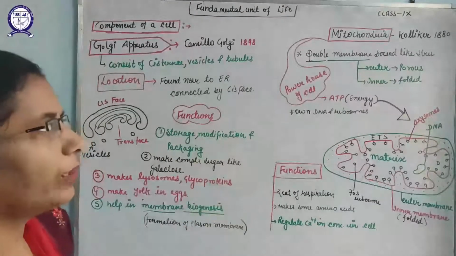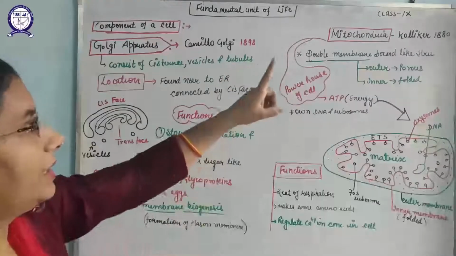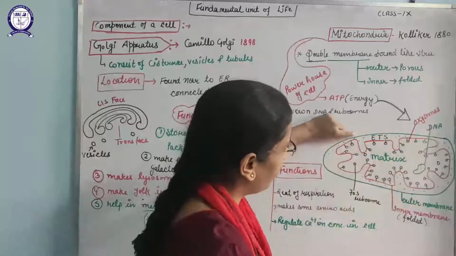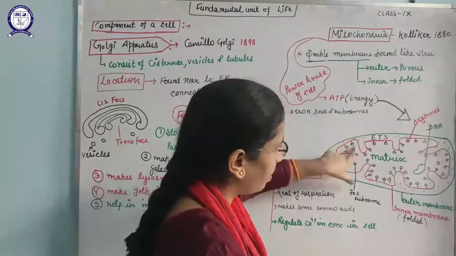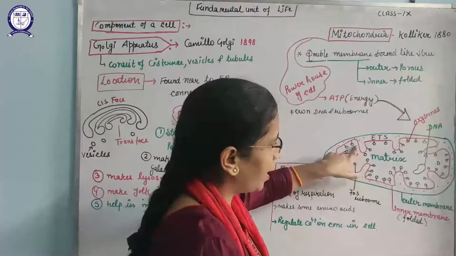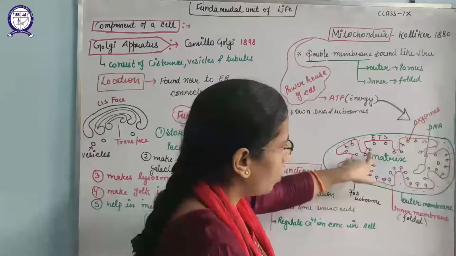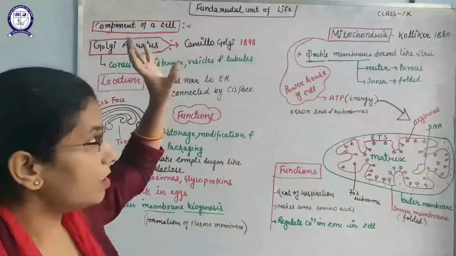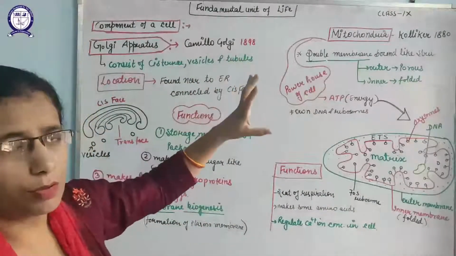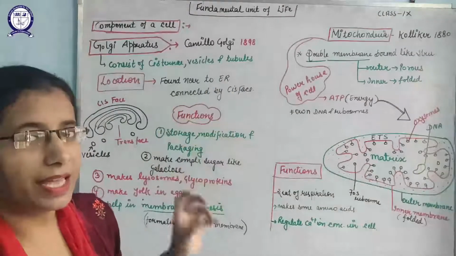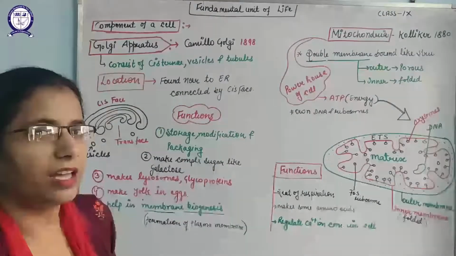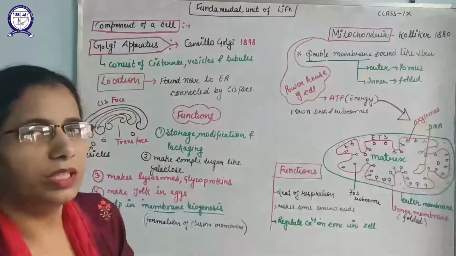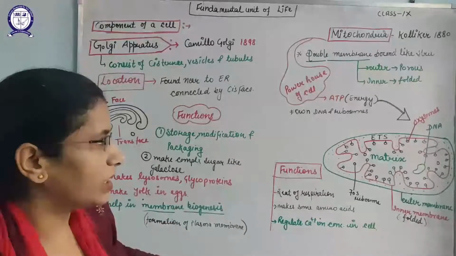Next is the mitochondria. Mitochondria were discovered by Kolliker in 1818. Mitochondria is a double membrane bound structure whose outer membrane is porous and inner membrane is deeply folded. This inner membrane has special structures known as oxysomes, and oxysomes are the site of ATP synthesis. Mitochondria is also known as the powerhouse of the cell because it makes the energy, ATP, adenosine triphosphate, which is required by the working of the different organelles of the cell.